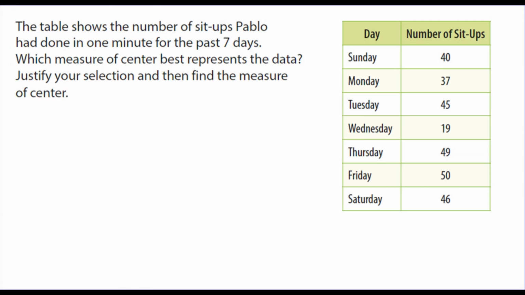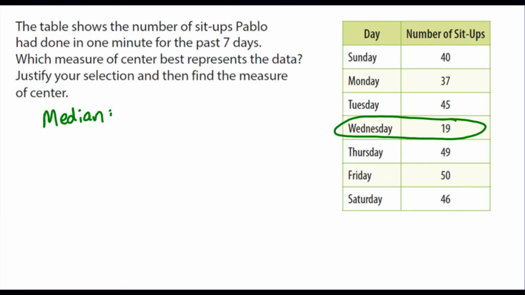Well, looking through the data set, we can see that they're all pretty similar except for Wednesday. Something must have happened with Pablo on Wednesday. He didn't do too well. So there is an extreme value here. So using the mean, we might not get the best number to represent this data set. So I probably would not use the mean. There aren't a lot of repeated values here. So then that would leave us the median. I would choose the median because there is an extreme value. So let's go ahead and find the median.